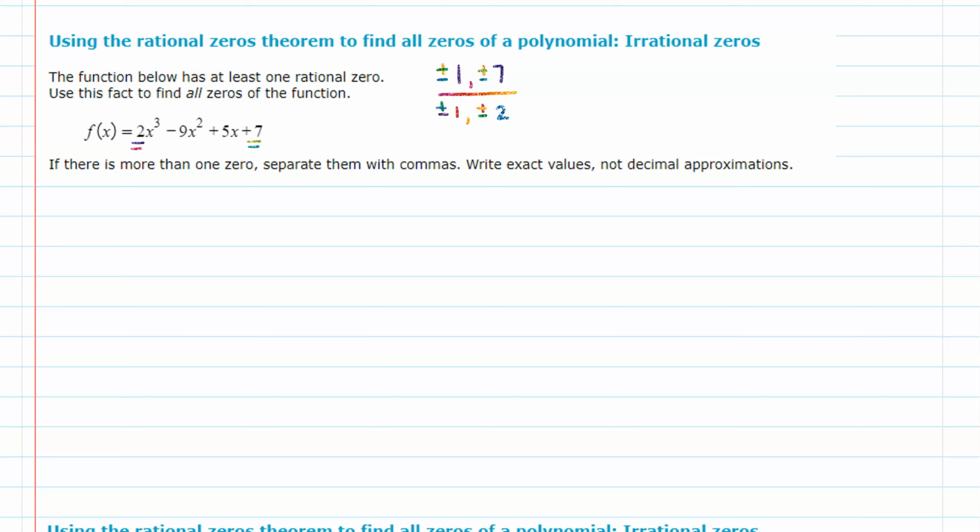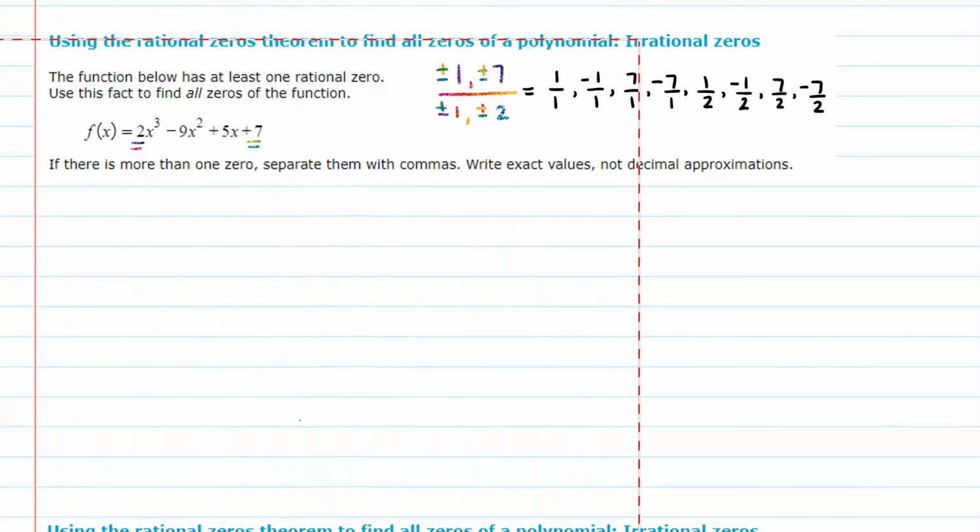So let's list all the possible rational zeros. We could have 1 over 1. We could have negative 1 over 1. We could have 7 over 1. We could have negative 7 over 1. We could have 1 over 2. We could have negative 1 over 2. We could have 7 over 2, negative 7 over 2. So I've got a list of 8 possible zeros to try.